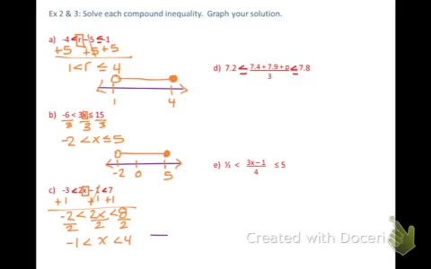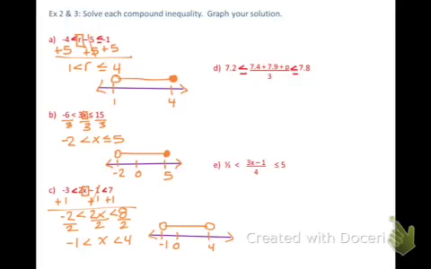And then I'm going to graph it. Negative 1, it's pretty close to 0, and then 4. This time they're both less than signs, so they're both open, and you put it in between, because x is in between the negative 1 and the 4.